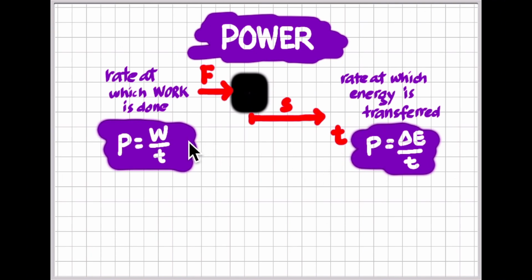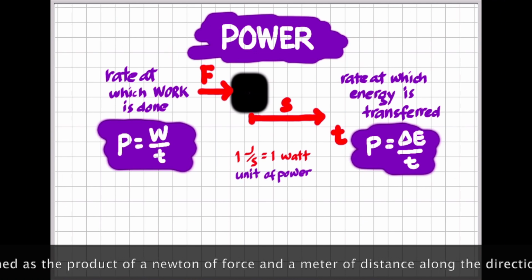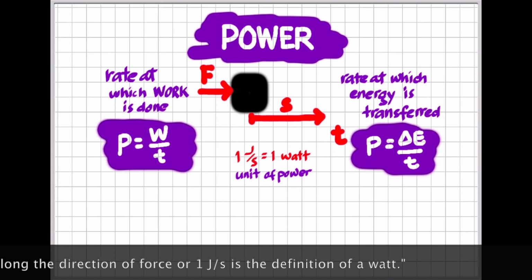The less time you need to complete the work or transfer energy, the more power you have. Power is inversely proportional to time. Now, based on the formula W over t or delta E over t, the unit of power should be a unit of work or energy over the unit of time, joule per second. But again, in the SI system, this 1 joule per second is defined as 1 watt, another name of a scientist with excellent contributions in the study of power.